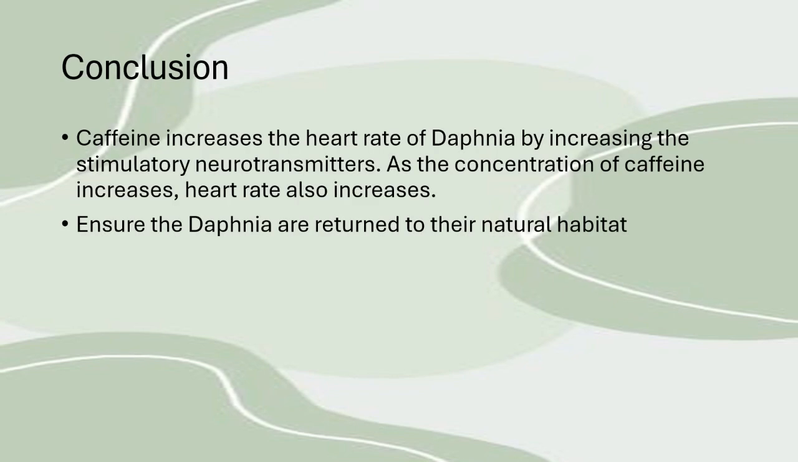Conclusions we can make from this practical. What you will notice is that as the concentration of caffeine increases, the heartbeat of the Daphnia will increase. Caffeine increases the heart rate of the Daphnia by increasing the stimulatory neurotransmitters. But this might not always be the case, because after a certain point of passing the caffeine concentration, you might notice that the heartbeat begins to drop. In this case, it is very likely that the Daphnia is close to dying.